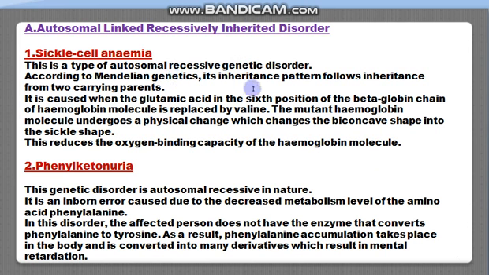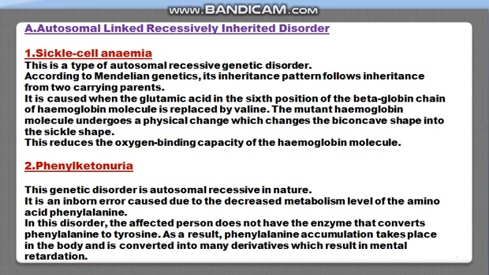and according to Mendelian genetics, its inheritance pattern follows the inheritance from the two carrying parents. So if the parents are having this disorder, the offspring or the next generation will have this type of disorder, and it is caused when the glutamic acid, this is an amino acid, present in the 6th position of the beta globin chain of the hemoglobin molecule, is replaced by a valine.